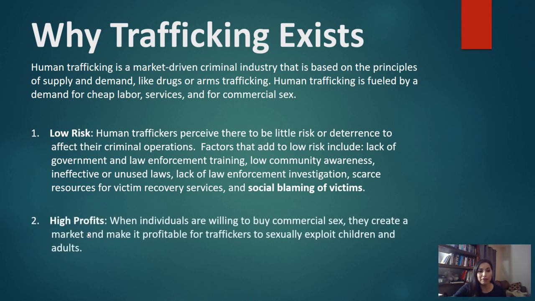There are also high profits. When individuals are willing to buy commercial sex, they create a market and make it profitable for traffickers to sexually exploit children and adults. Unfortunately, human beings are able to be used over and over again, whereas in drugs or arms trafficking, you have to create the material, you have to move the material, you have to keep reproducing a product, whereas a person can be used for many hours at a time.